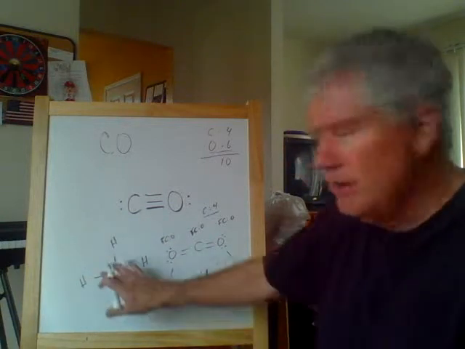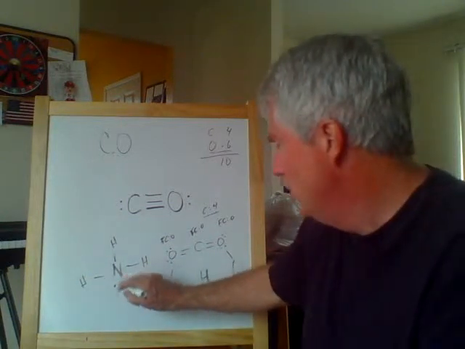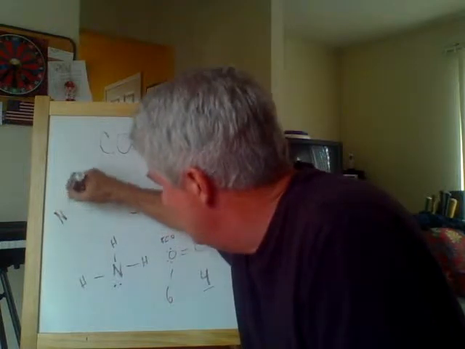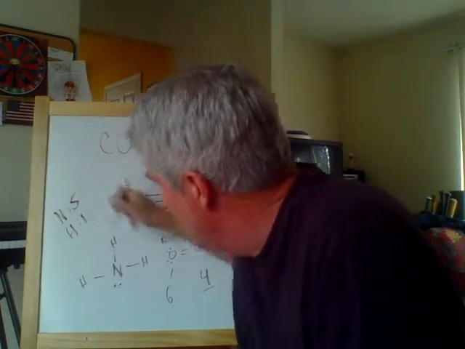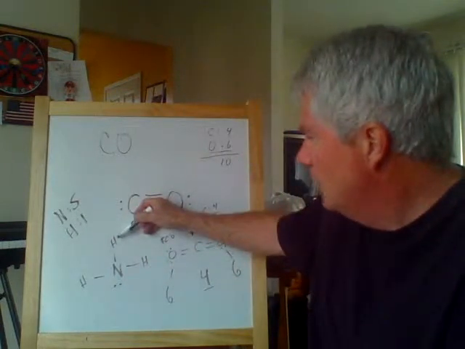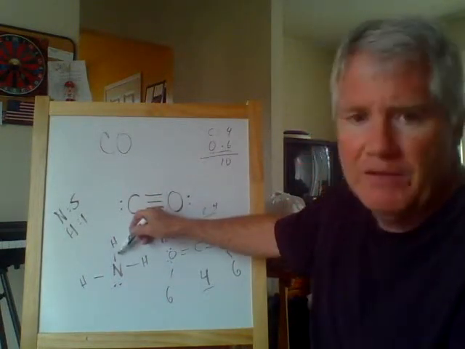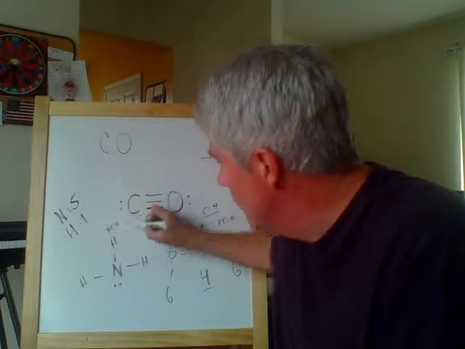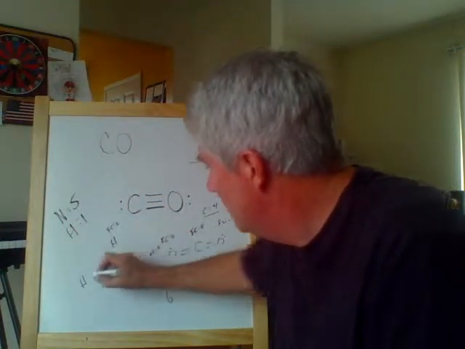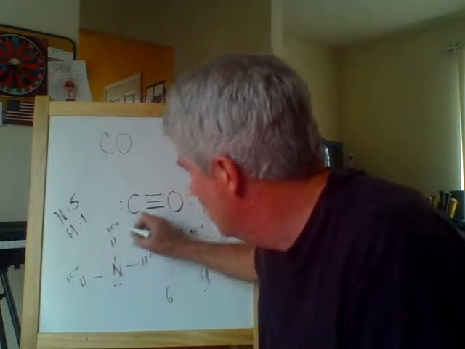Let's look at ammonia in the same way. In ammonia, nitrogen has five valence electrons, and hydrogen has one. If you look at ammonia here, each of the hydrogens contributes half of the bonding pair, that's one. So each hydrogen has a formal charge of zero.